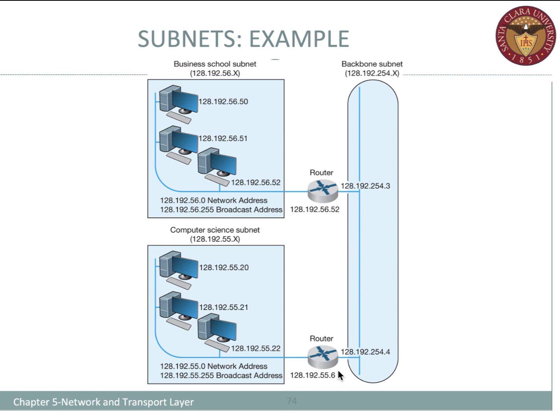In the same way, this router has a different IP address for the network that it is connected to, which is the computer science subnet. On the backbone that the router is connected to, the router has a second IP address which represents the backbone subnet.